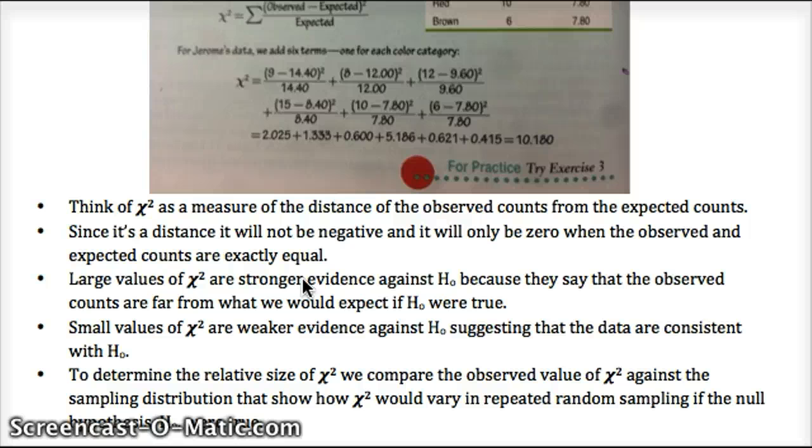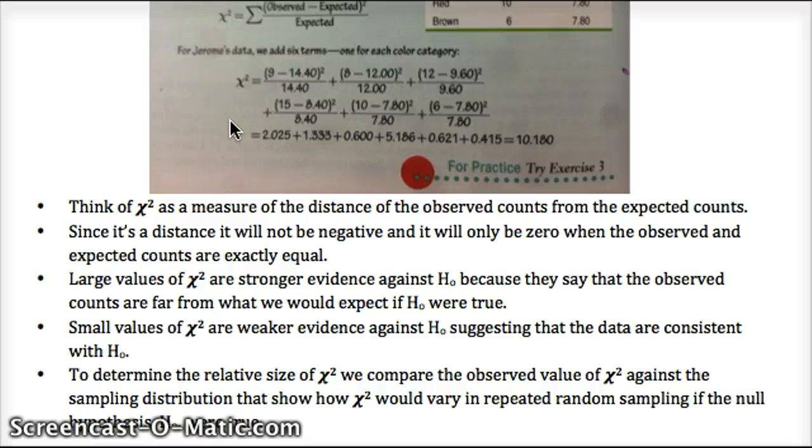And to determine the relative size, we're going to have to know how many categories there were to determine degrees of freedom, and compare it to a chi-square curve, which looks different than our normal curve. We're looking to see how it would vary in repeated random sampling to see if we could get a chi-square statistic like that by chance, or whether it's evidence against the null hypothesis.